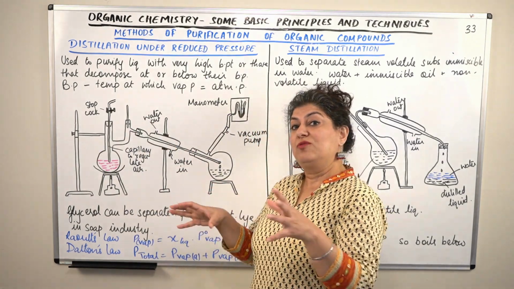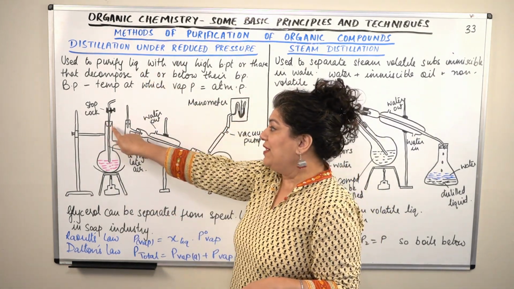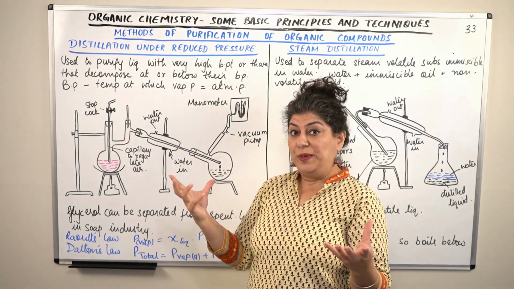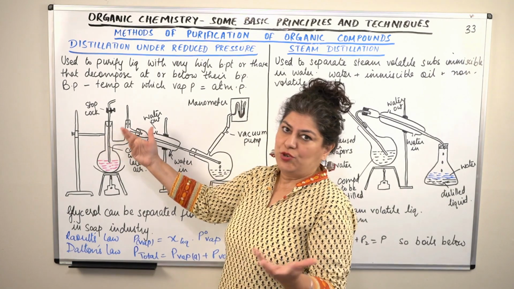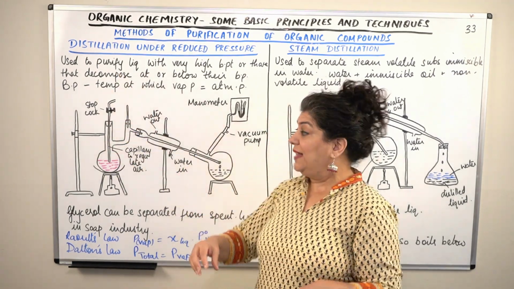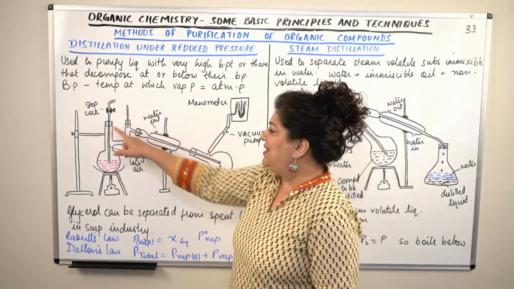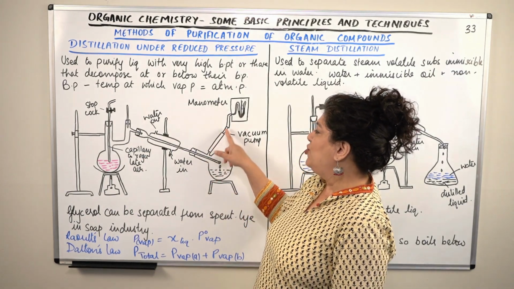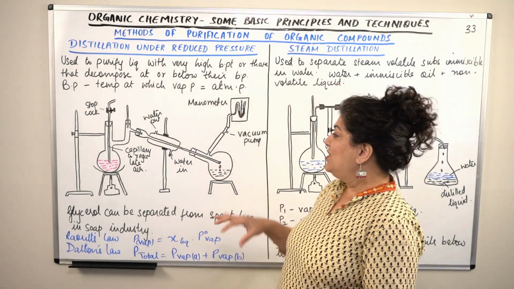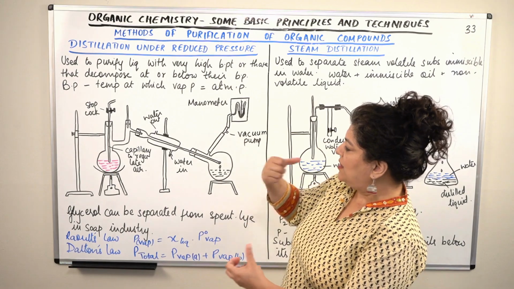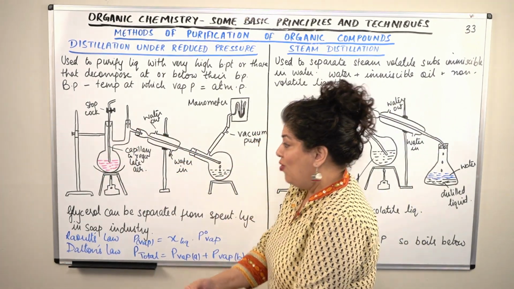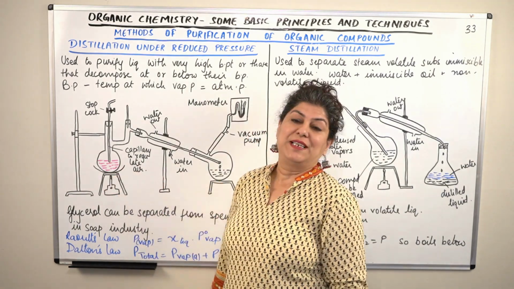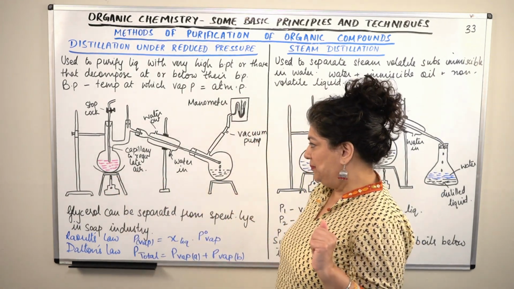And when the pressure becomes lower than the atmosphere: if this flask was open, then the pressure would have been atmospheric pressure, and the vapors would actually have escaped from this. We don't want that, so we seal it up, and we connect this end to a vacuum pump. Since we connect it to a vacuum pump, we suck some of the air out of it so that the pressure becomes lesser. And now when you boil it, the boiling will take place at a lower temperature.